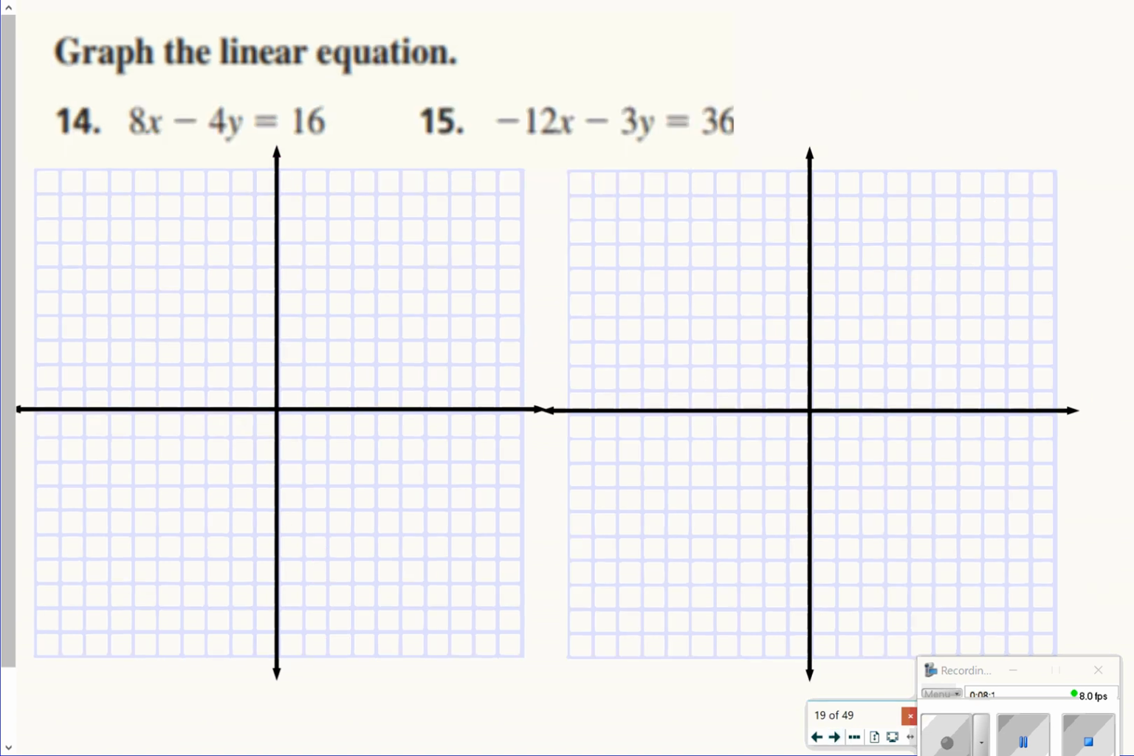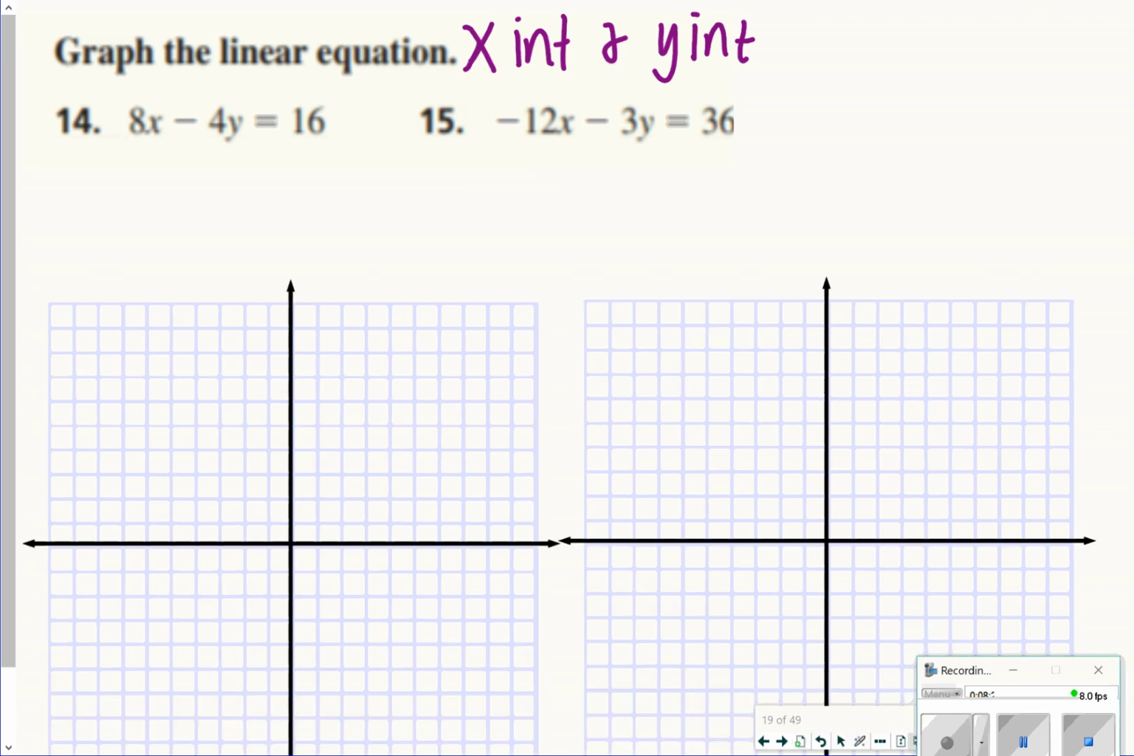For number 14 and 15, we're graphing the linear equation, and since you have x's and y's on the same sides, you can probably use x-intercepts and y-intercepts to graph these. Just remember, if you're trying to find the x-intercept, you're going to plug in 0 for y. So that would look like this. So I'd have 8x minus 4, parentheses 0, is equal to 16, which is basically 8x equals 16. So x is equal to 2.